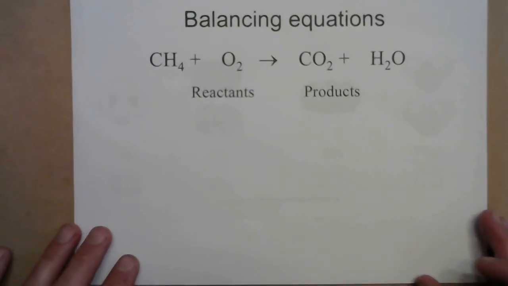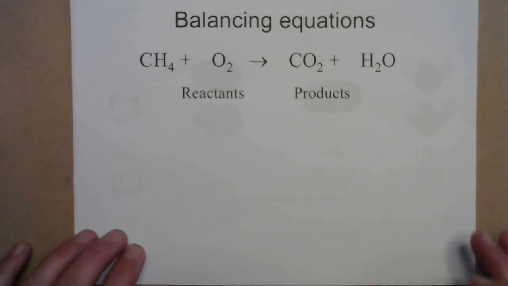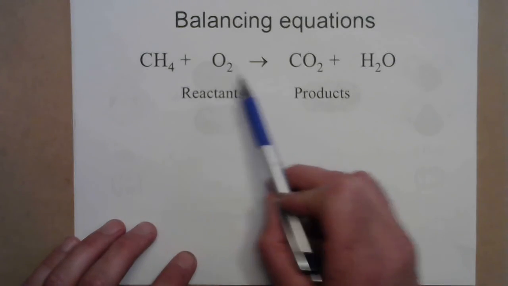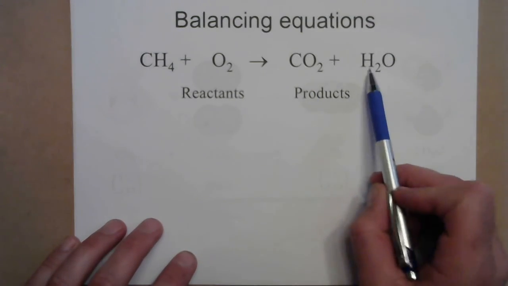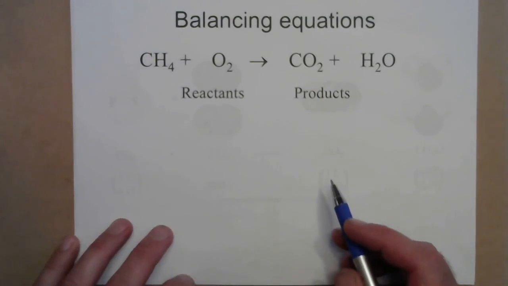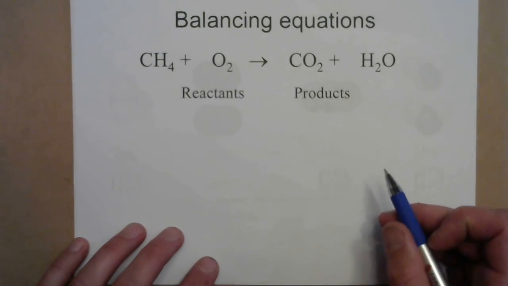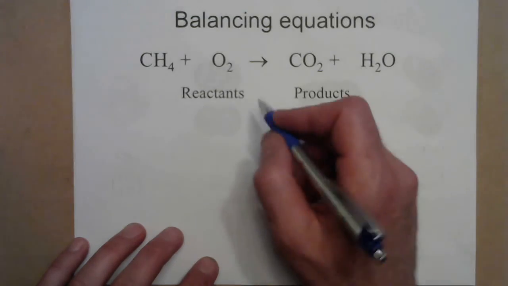And so that's what we'll demonstrate right here, how to balance an equation. Pretty simple equation. Methane and oxygen react together to form carbon dioxide and water. So this is a combustion reaction. Methane is natural gas. A lot of people use it to heat their homes. We use it in the lab for our Bunsen burners.